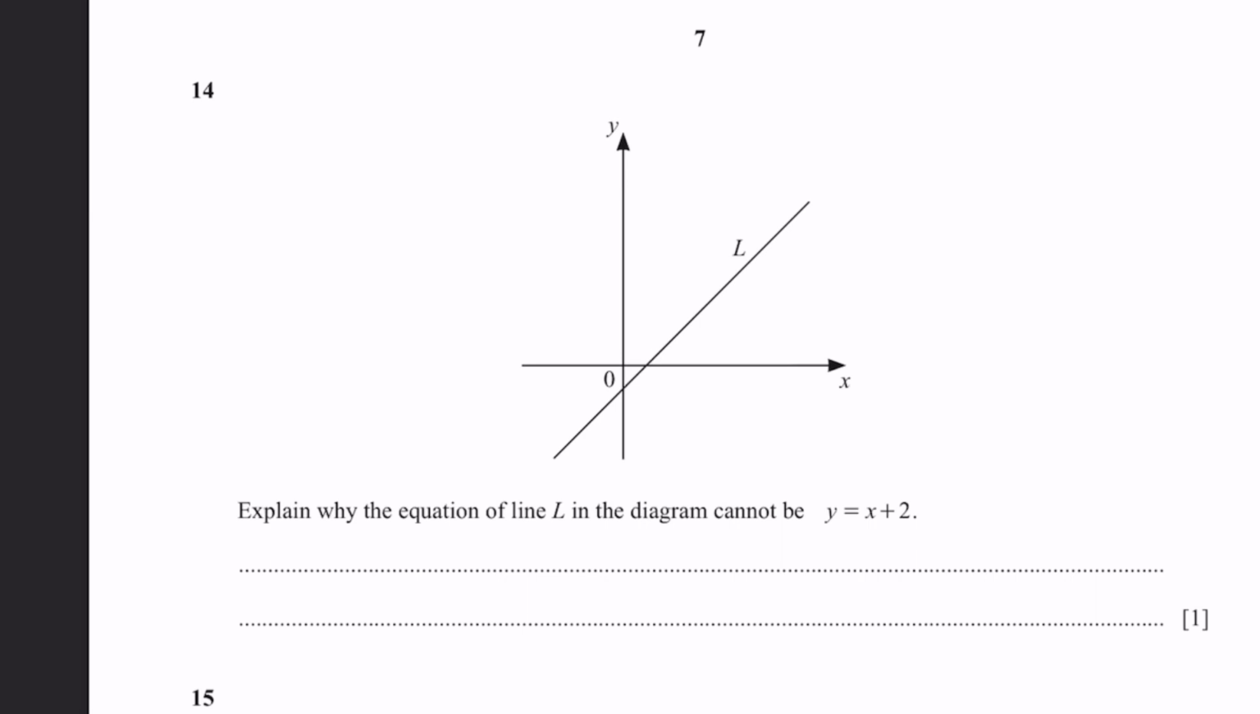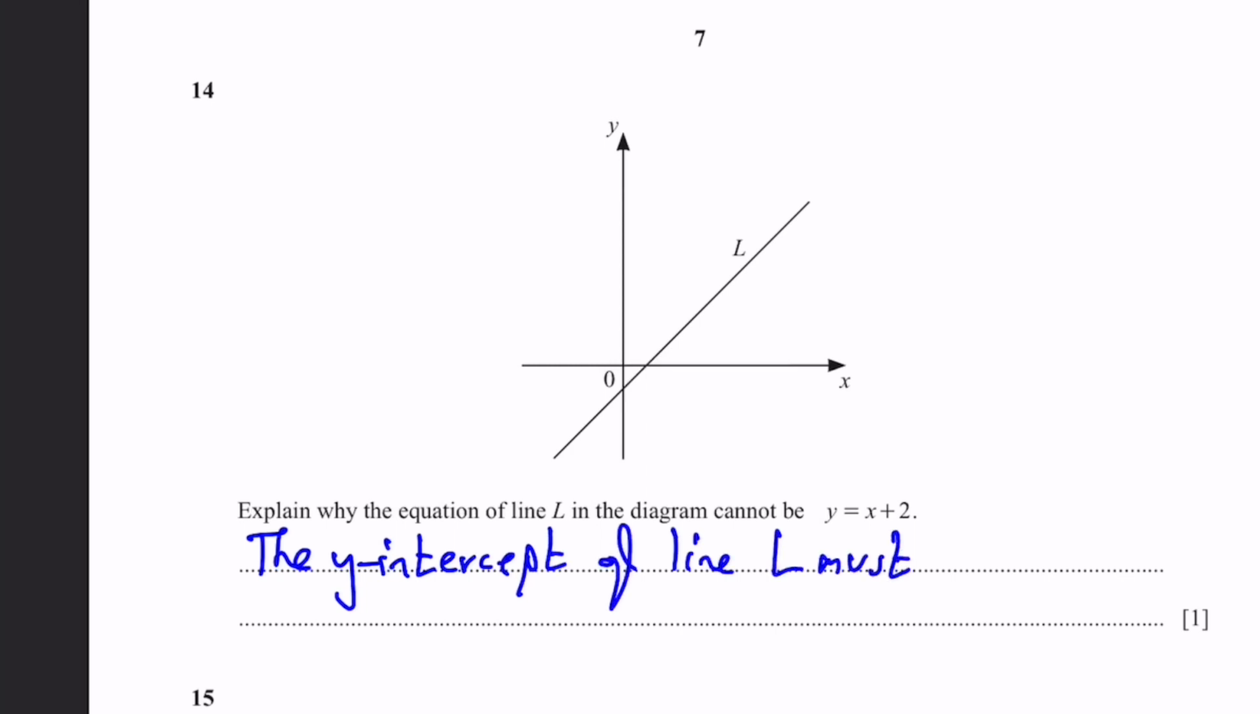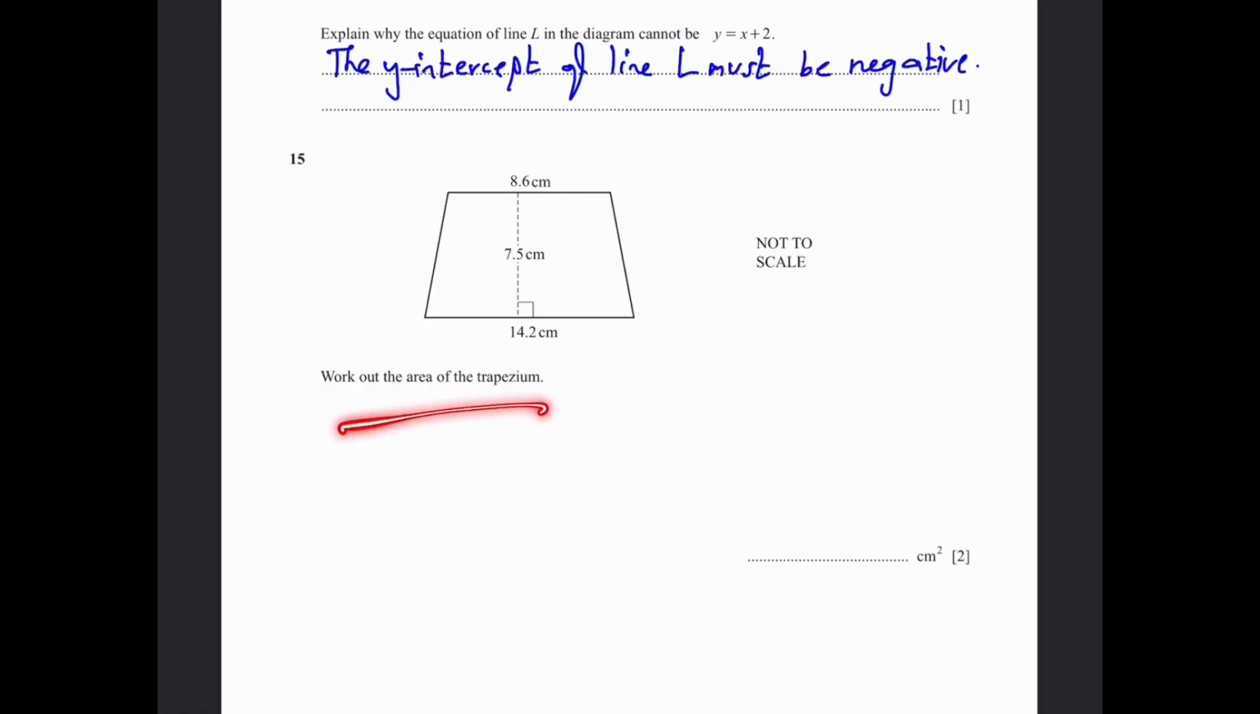Question 14. Explain why the equation of line L in the diagram cannot be y equals x plus 2. We can see in this equation given here, the y-intercept, which is 2, is a positive number. But in line L, it passes below the origin. It passes the y-intercept below 0, 0, which means y-intercept must be negative. So the y-intercept of line L must be negative. That's the answer.